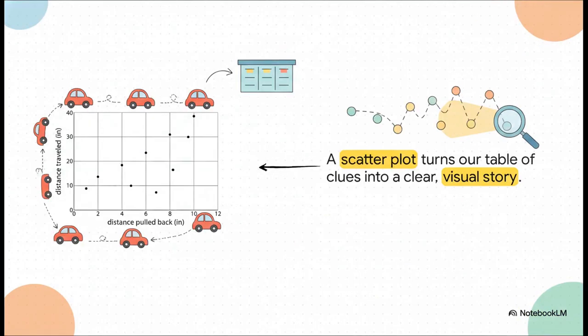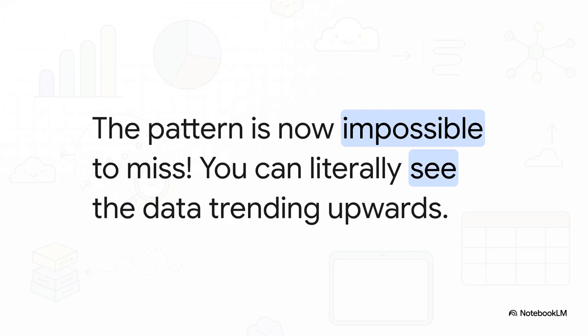Okay, now let's turn that table into a scatter plot. So each row from our table is going to become one dot on this graph. See the first one? Pulled back 2 inches, it traveled about 14. So we go over to 2 on the bottom, up to 14, and bam, there's our dot. We're literally building a picture of our data. And once you see all the points on the graph together like this, wow, the relationship is just crystal clear. You can literally see the data going up and to the right. It's so obvious. The farther the car is pulled back, the farther it travels. The picture makes the pattern impossible to miss.